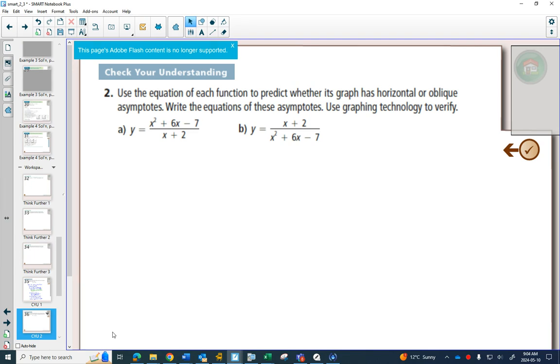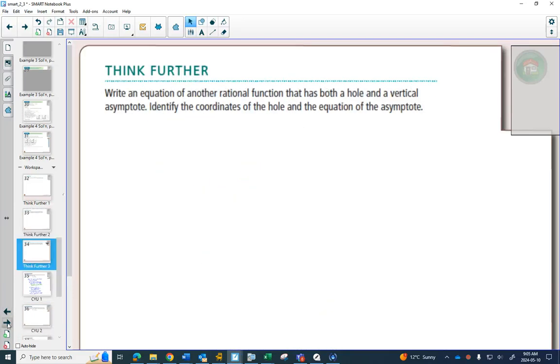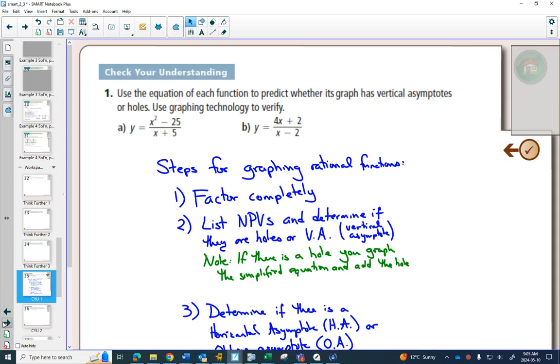So the way the textbook has set it up is they kind of want to ease you into it slowly, but we're not going to ease into it slowly. With each of these equations as they come up, oops, this is question 2. There we go. Here's question 1. Not only are we going to predict whether it has vertical asymptotes or holes, we are actually going to graph them completely using the steps.